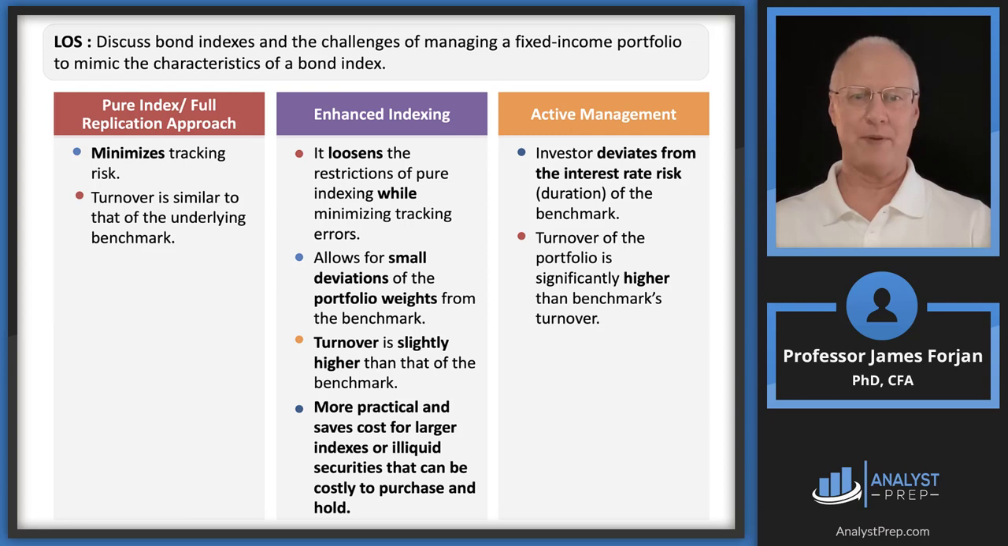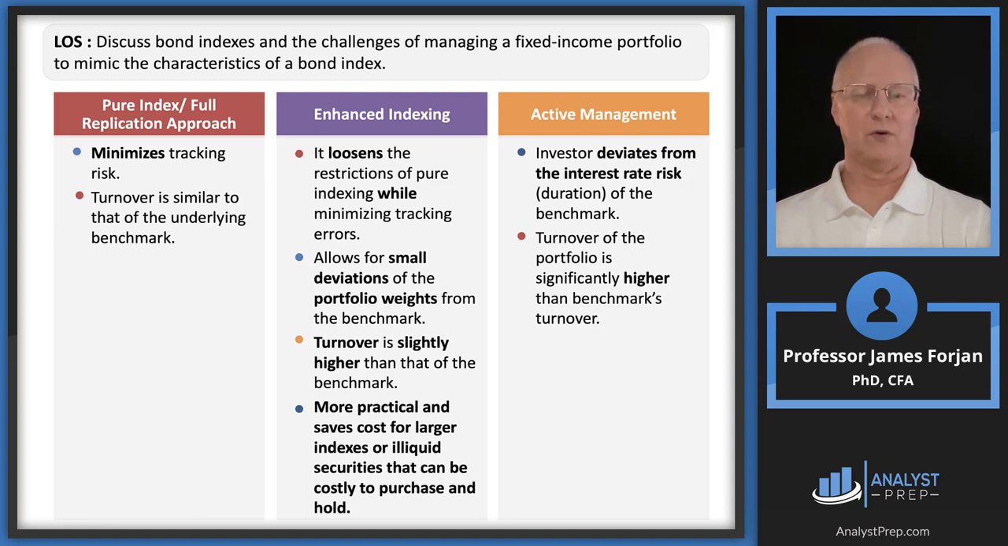Now, of course, what's going to happen here? Loosens restrictions. And the goal of this, I mean, you can use some optimization here that is going to minimize that tracking error. You're not going to have tracking error like this. It's going to be not zero like that full replication, but it might be something like this. Slightly higher turnover. And notice the bottom one. More practical.